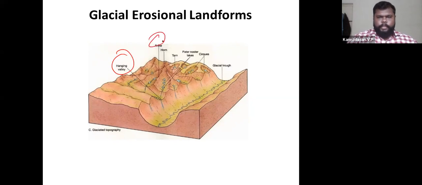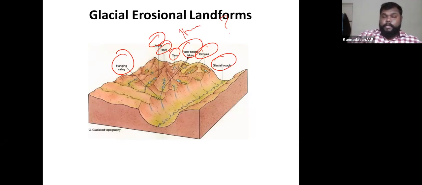Hanging Valley, Arete, Horn, Tarn, Misfit Lakes, Cirques, Glacial Trough. See, the maximum question that you are going to get in UPSC, if you are not a geography optional aspirant, is that they might ask you Cirque, Hanging Valley. Hanging Valley is there in marine landforms also. It is not unique to glacial landforms. The maximum question you are going to get is which part of topography horn and cirque form. That is for a general aspirant. Only if you are a geography optional aspirant do you have to know the in-depth details and how these are different from the others.